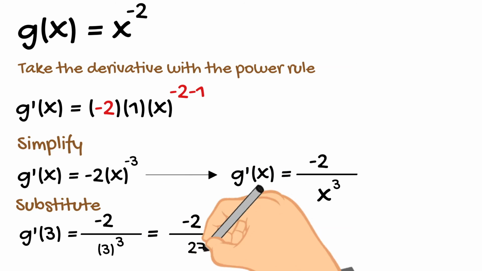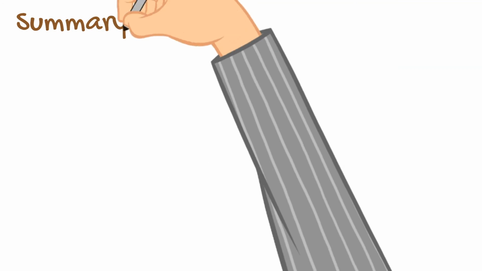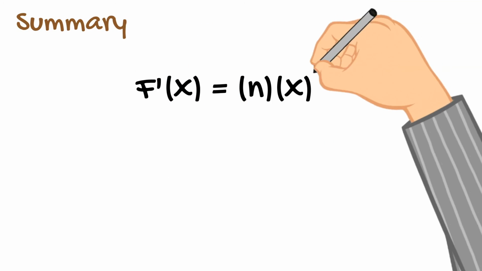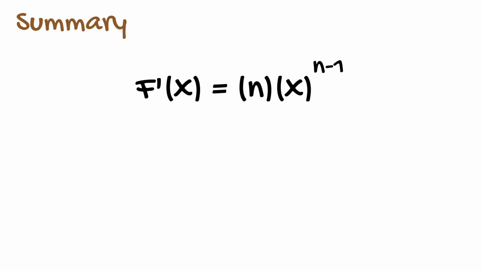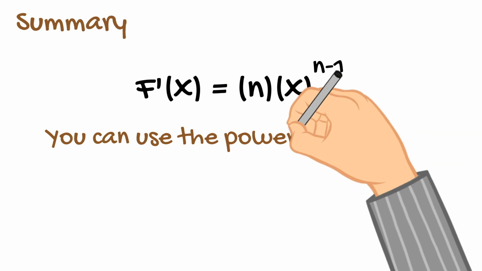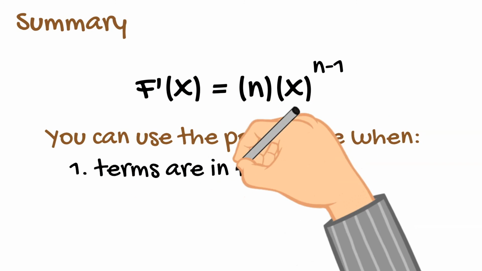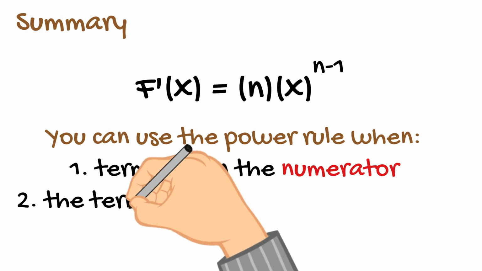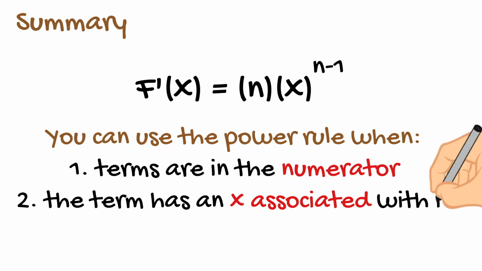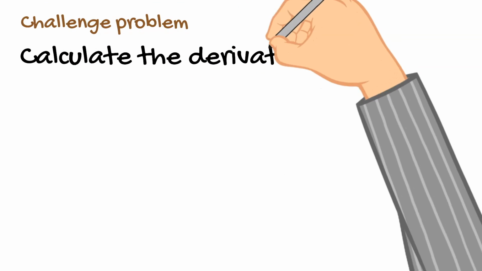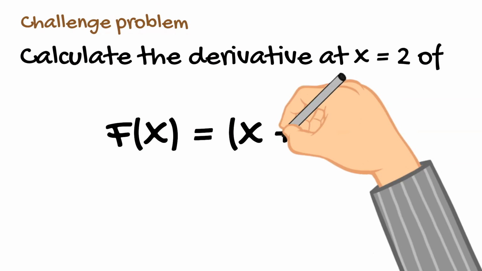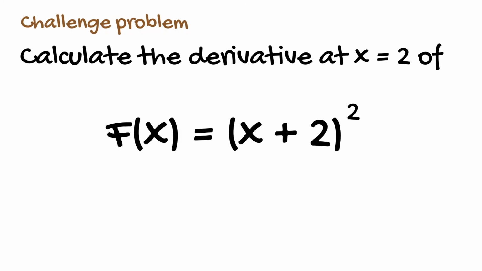To sum it up, we have learned that the power rule is a quicker method to calculate the derivative of a polynomial function. However, we can only use the power rule on terms that are in the numerator and on terms that have an x associated with them. So I'll leave you with a challenge problem that we'll take up in our next video. Calculate the derivative at x equals 2 of (x plus 2) all squared.